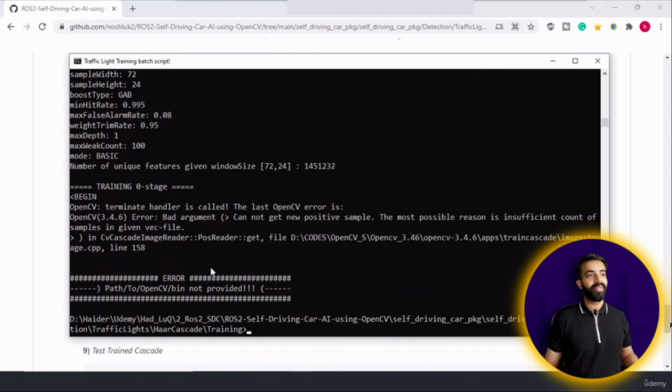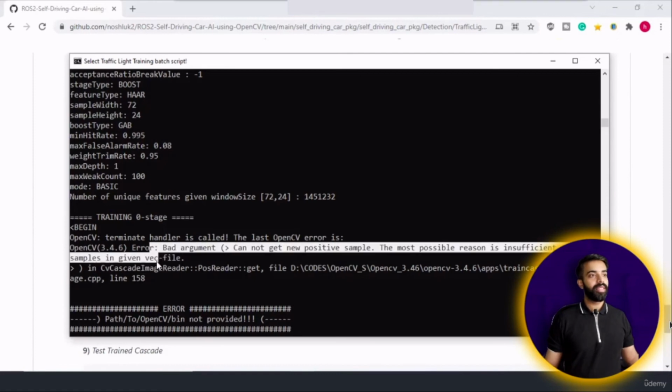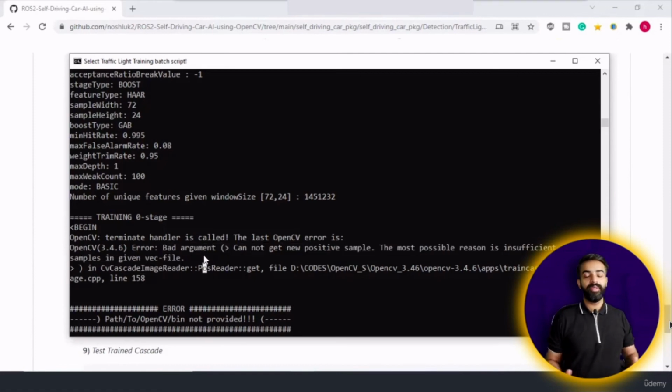Now, once we start pressing the enter button, it will start the training process using the train cascade application, and it will give you an error. And what you'll observe is that the most possible reason for the error is the insufficient count of samples given in the vec file. Now, I've mentioned previously that we have not annotated completely all the data that was present inside the positive directory. So this is the reason this error has come, and we cannot do anything right now. The only thing that we could do is go back, annotate all the images, and then come back to the training part again.